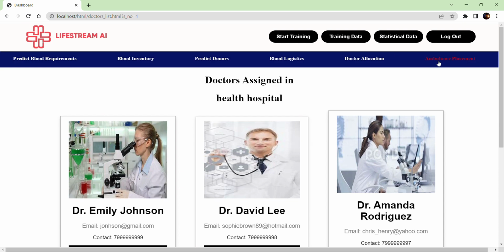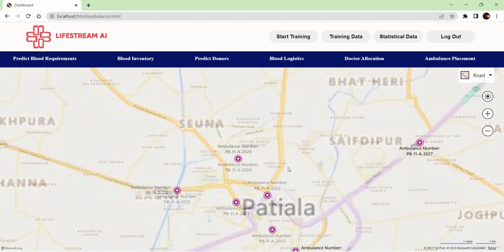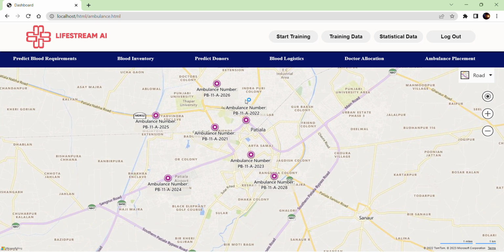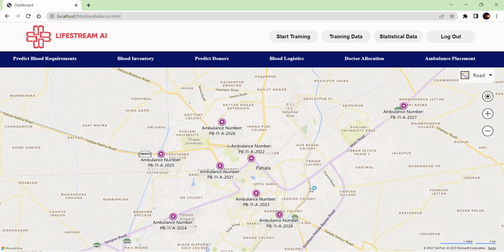Now we move forward to the last feature, that's ambulance placement. What we have done, we have taken the data of the accidents and the severe diseased patients that we have in the city, and we have placed ambulances at such strategic positions that it takes minimum time to reach the spot of accident or to help out any injured person. So this is also predicted by AI, and these are all the ambulances that we have in the city, and these are placed at those several points.